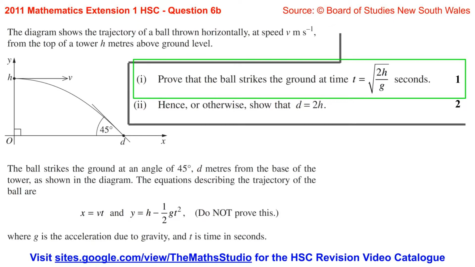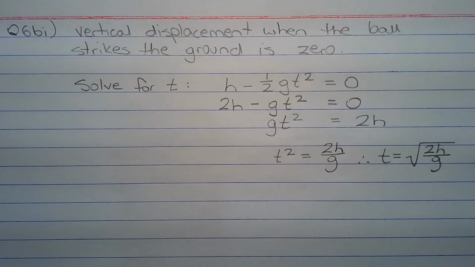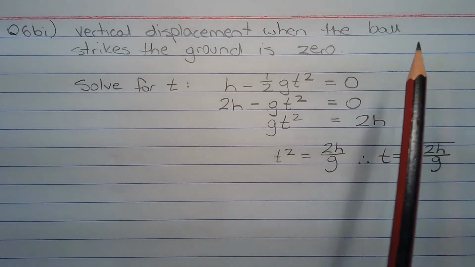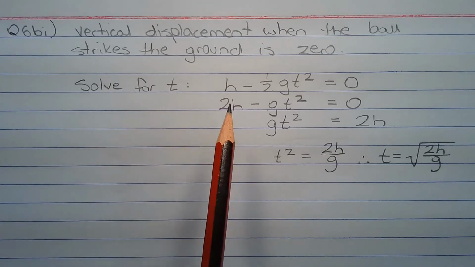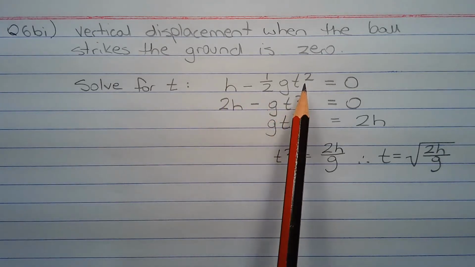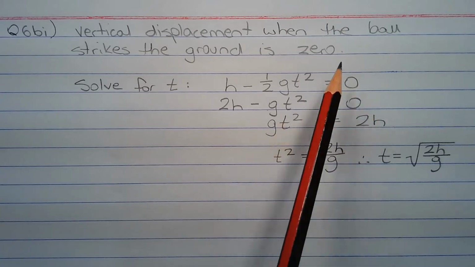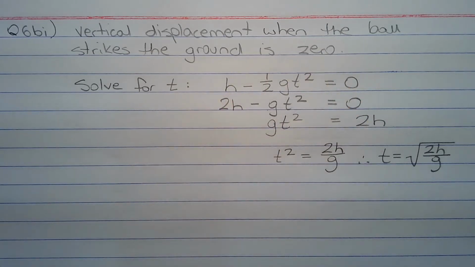Part 1. Prove that the ball strikes the ground at time t equals the square root of 2h over g seconds. The vertical displacement when the ball strikes the ground is 0. So we're going to solve for t, the equation h minus half gt squared equals 0. This comes from the formula for the vertical displacement. I'm going to set y equals 0.